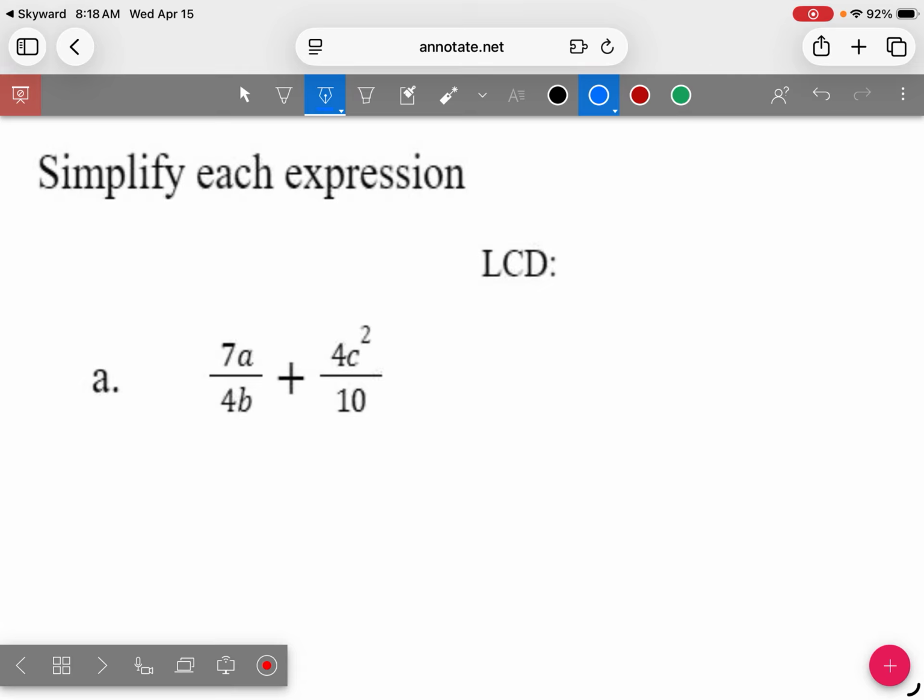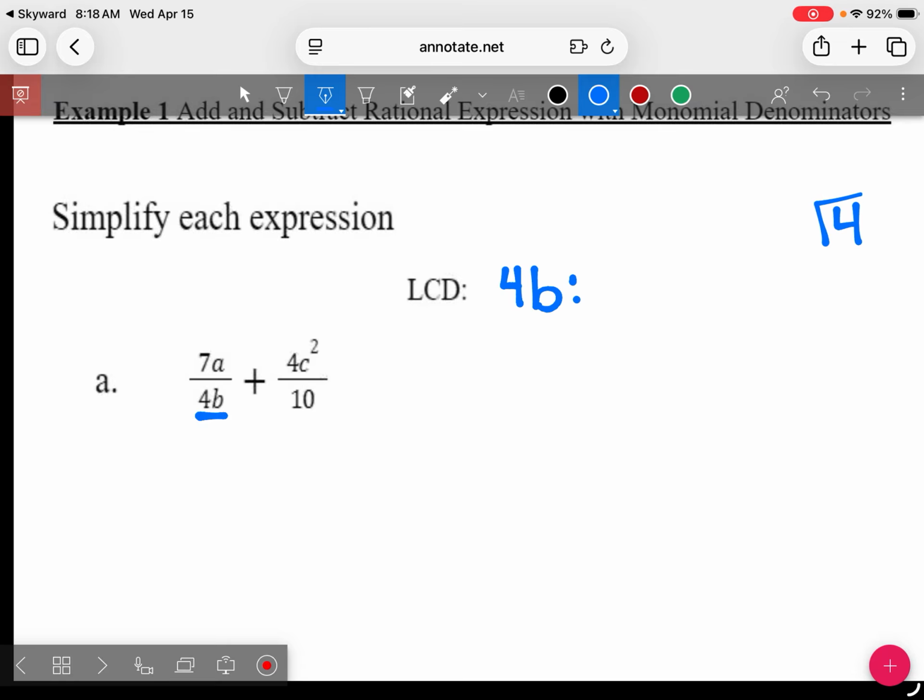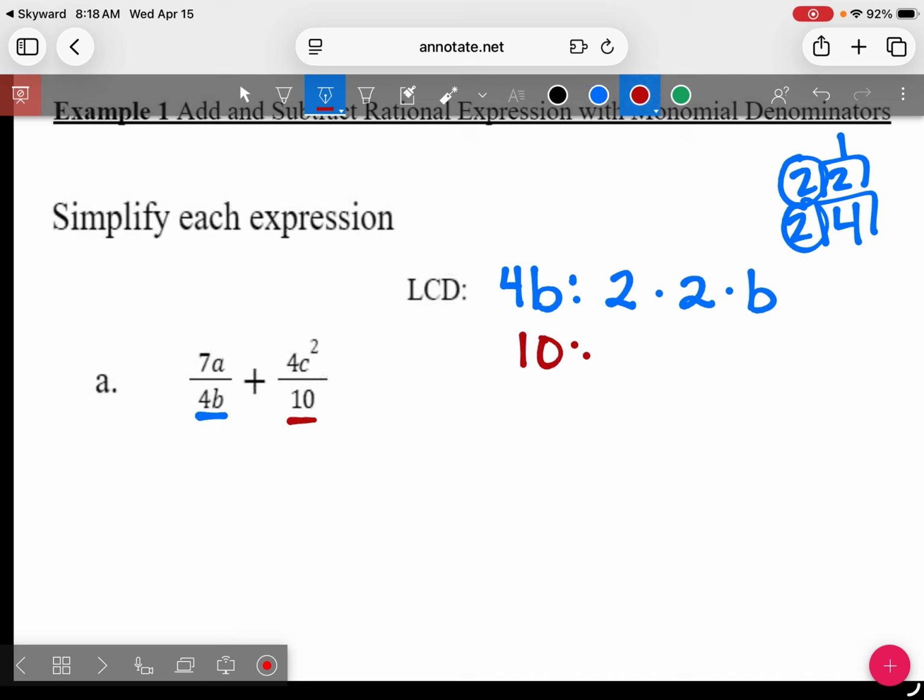So let's start off with the 4B. 4B, if I were to make a cake with the 4, I'm going to make a cake. 4 is made up of 2 times 2. So 4B can be broken down to 2 times 2 times B. That's what 4B is. I'm breaking it down to the prime numbers. And then I have 10, which can be broken down to 2 times 5.